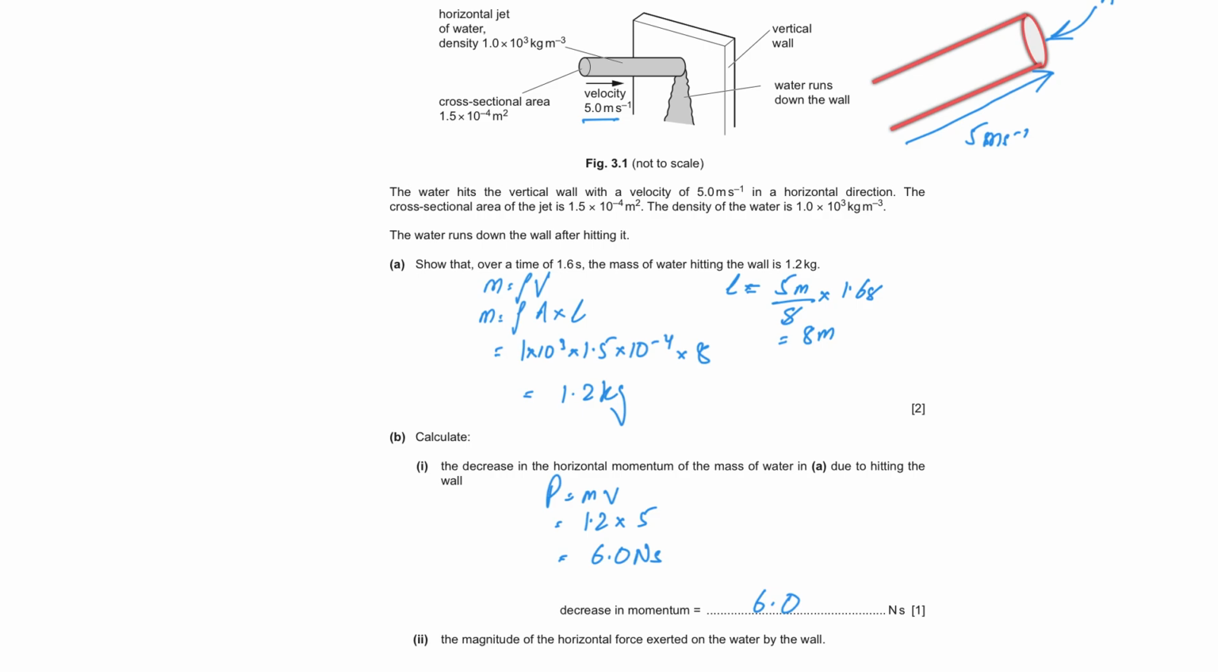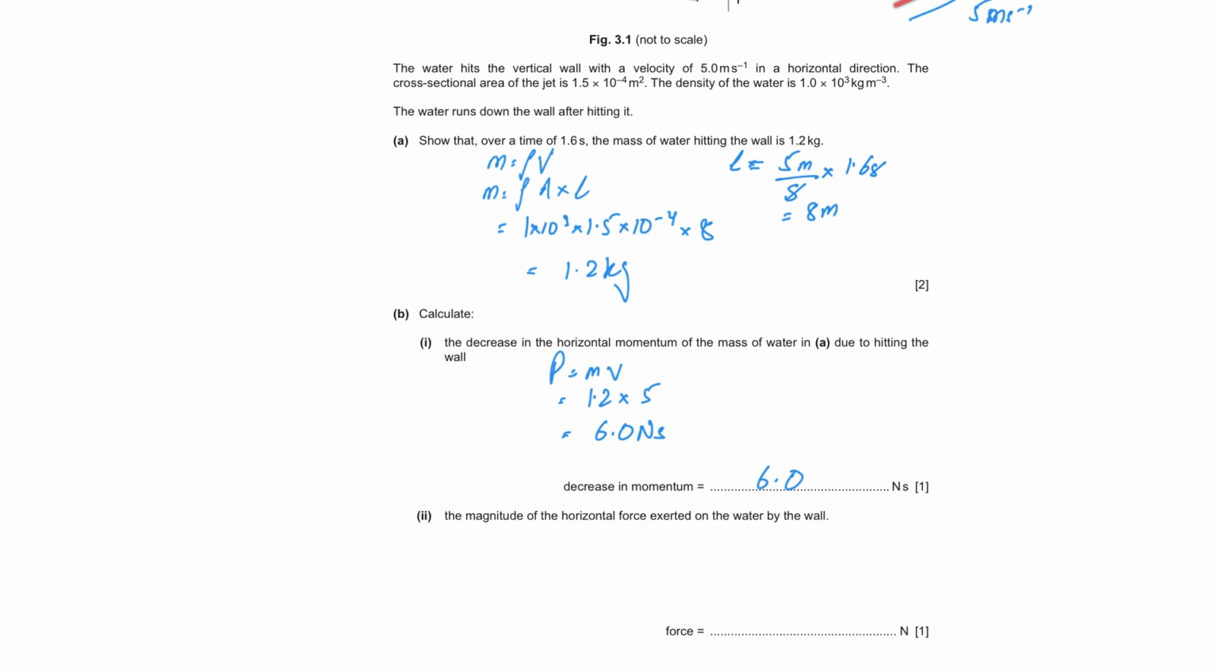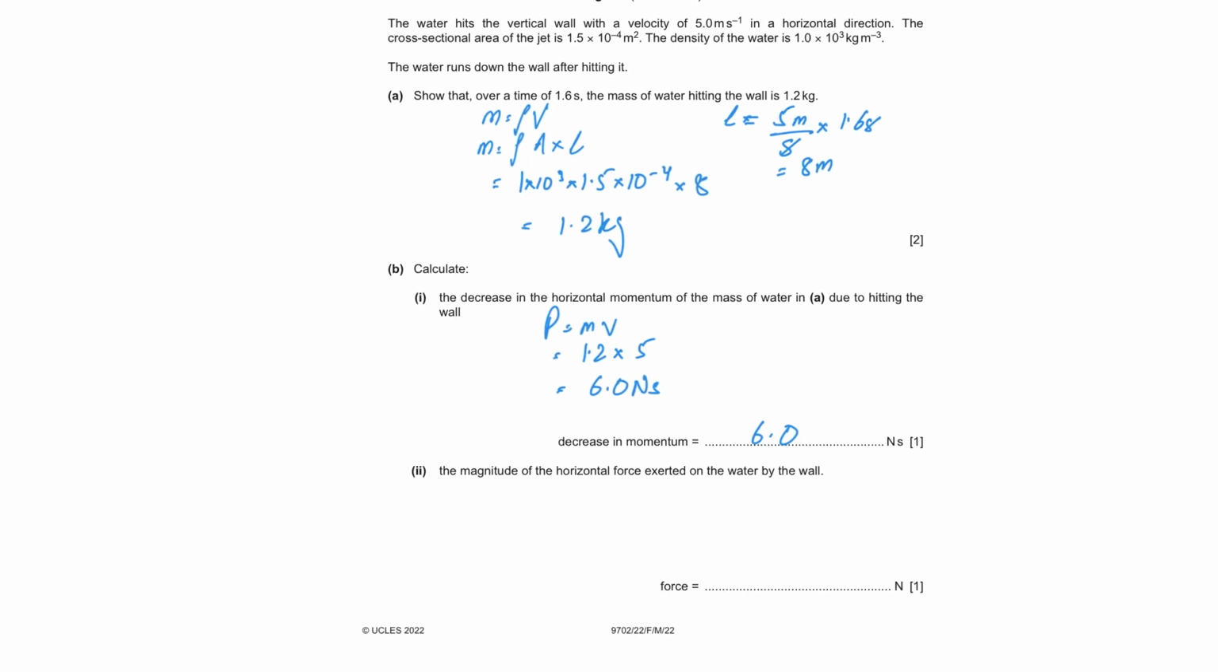B part 2 says, the magnitude of the horizontal force exerted on the water by the wall. What is the force exerted? Now, force is equal to the rate of change of momentum. Do we have the change in momentum? Yes, 6. The momentum lost is basically the change in momentum, divided by the time, the time duration for which you had the change in momentum, and that is 1.6 seconds. So 6 upon 1.6, which is equal to 3.8 newtons.